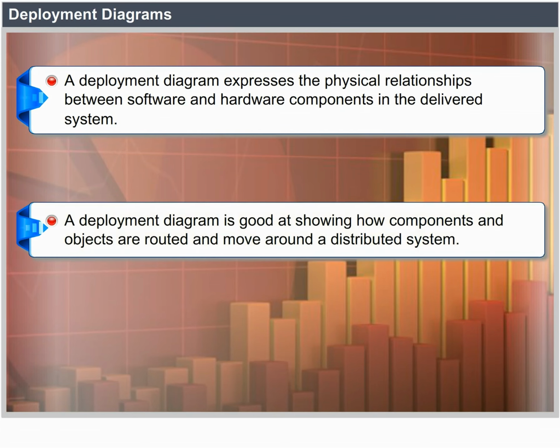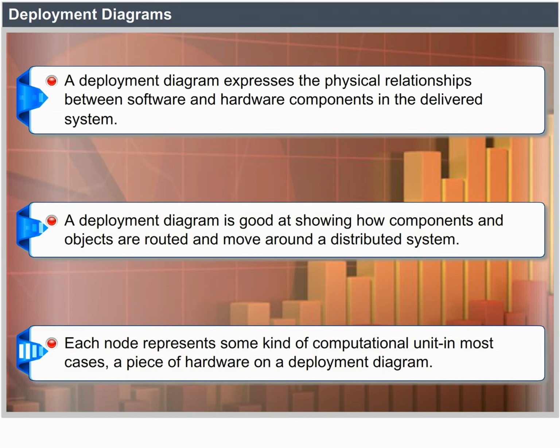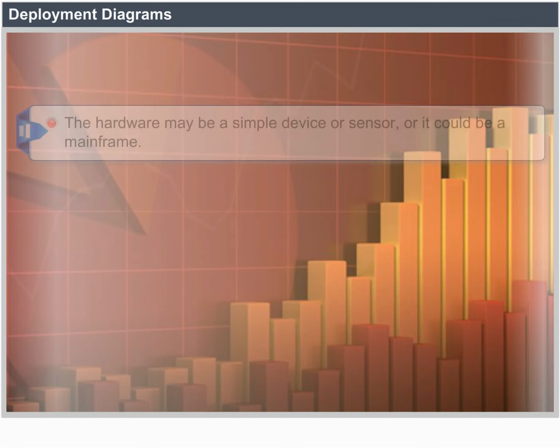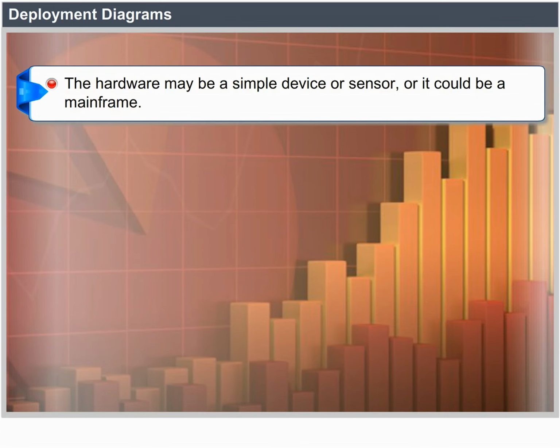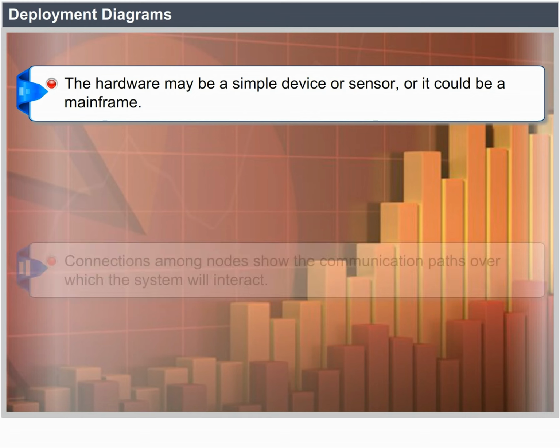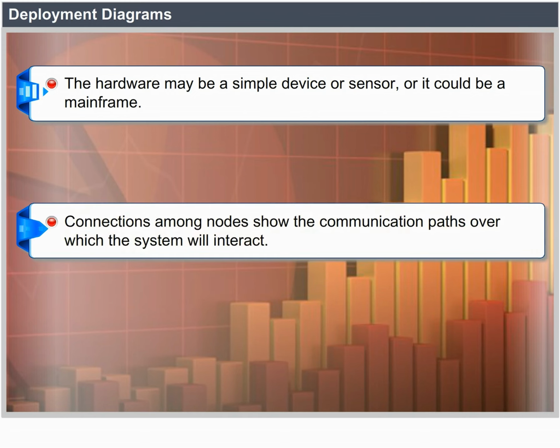A deployment diagram is good at showing how components and objects are routed and move around a distributed system. Each node represents some kind of computational unit in most cases. A piece of hardware on a deployment diagram. The hardware is either a simple device or sensor, or it could be a mainframe. Connections among nodes show the communication path over which the system will interact.